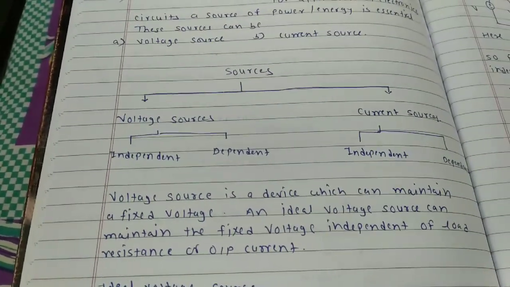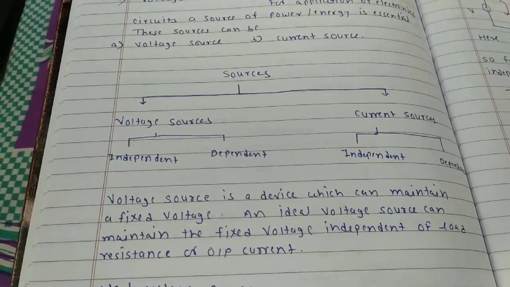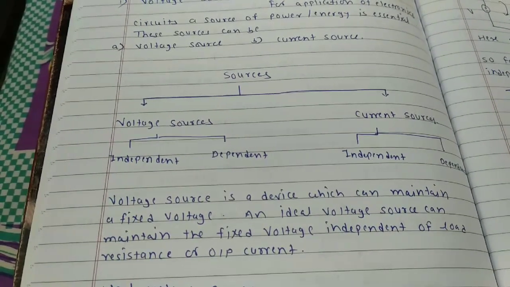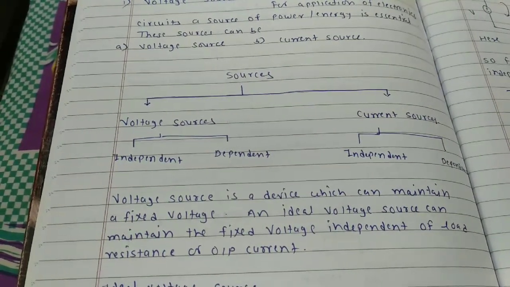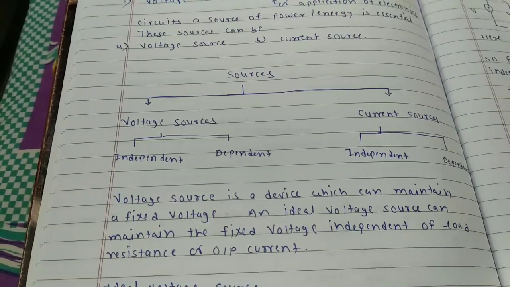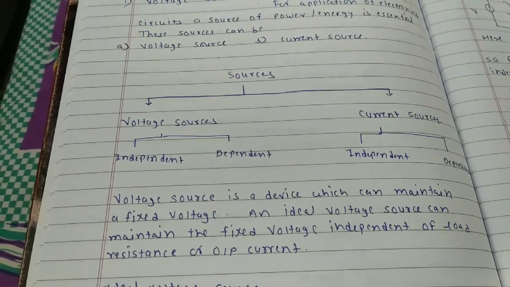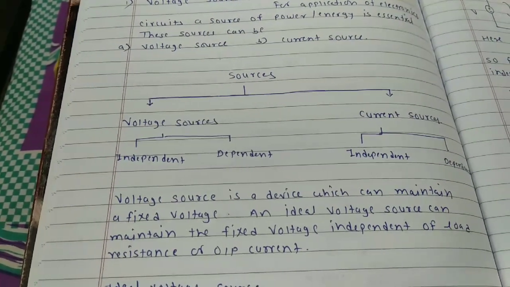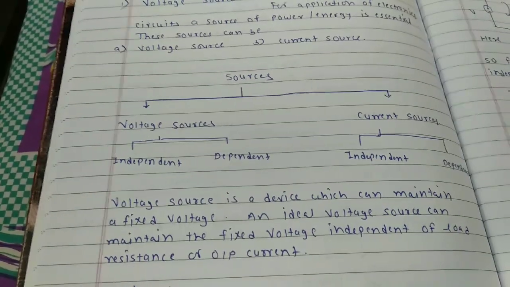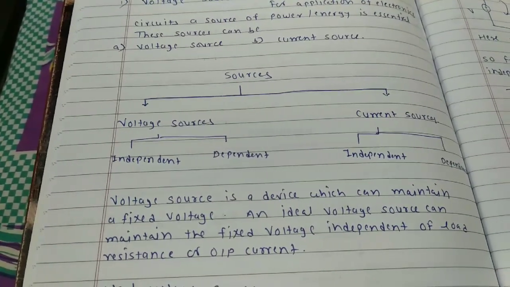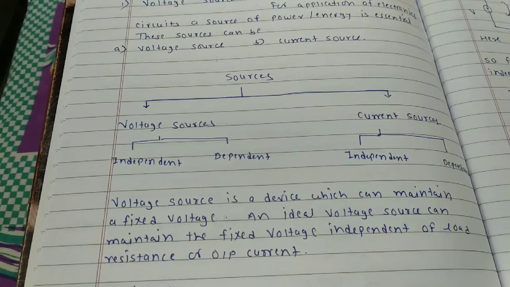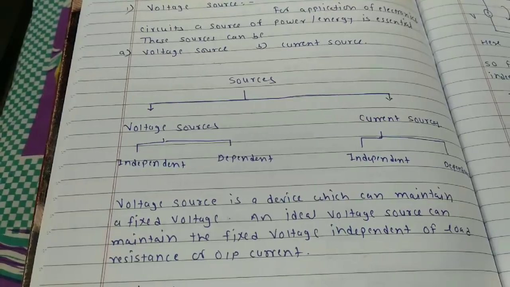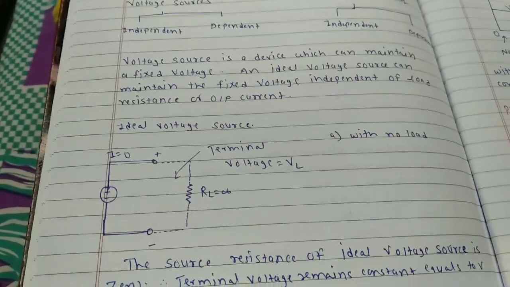A voltage source is a device or a circuit which can maintain a fixed voltage across the circuit. An ideal voltage source can maintain the fixed voltage independent of load resistance or output current. Ideal voltage source means it is not a practical one, it is an ideal one. So the definition of ideal voltage source is it can maintain the fixed voltage independent of load resistance or output current. So let's see that ideal voltage source.